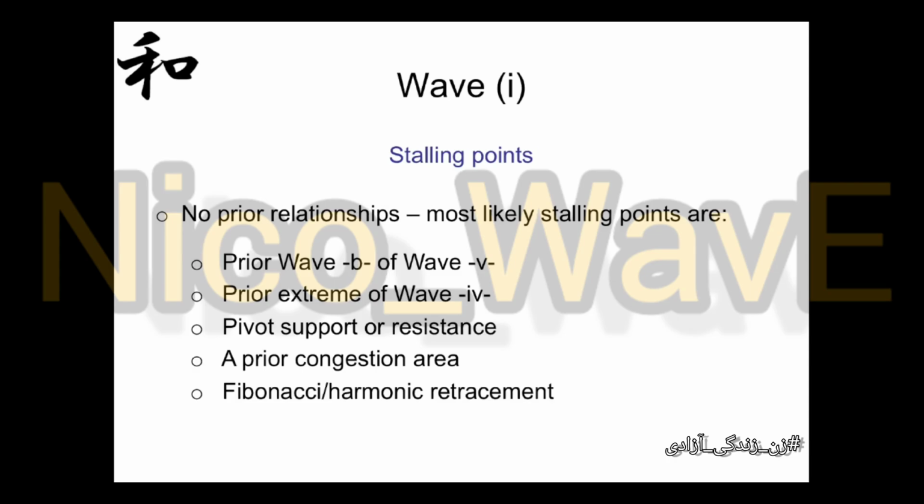Well, most likely stalling points are the prior wave B of wave 5, the prior extreme of wave 4. We could look at pivot support or resistance. You can look at prior congestion areas.